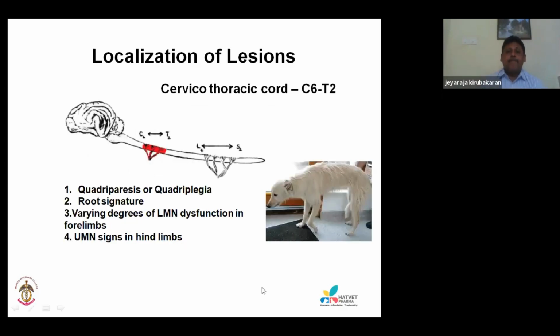Then comes your cervicothoracic cord. You will have the same thing. You will have quadriparesis or quadriplegia, depending on the severity of the lesion. You will have something called root signature, because when a particular root is involved and impingement is happening, you have signs like this. This is called the root signature sign, which you may think is an orthopedic lesion or a lameness, but actually it's a root signature sign. Then you can do an orthopedic examination also to rule out orthopedic lesions.